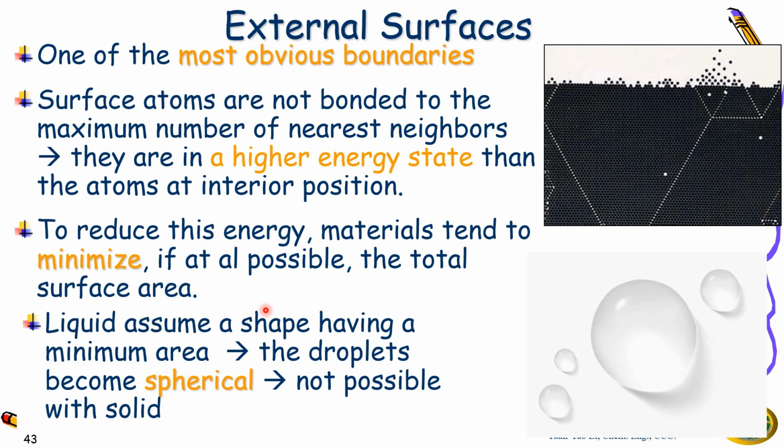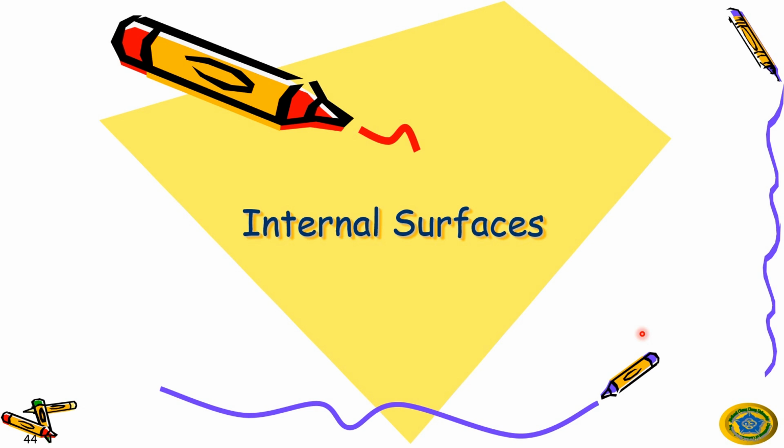So a liquid assumes a shape having a minimal area. The droplet becomes spherical, which is not possible with a solid. So the liquid tends to be a droplet, which is spherical, to minimize the energy, right? Okay, this is what we call what? 表面张力, right? Okay, so they want to bond very well.